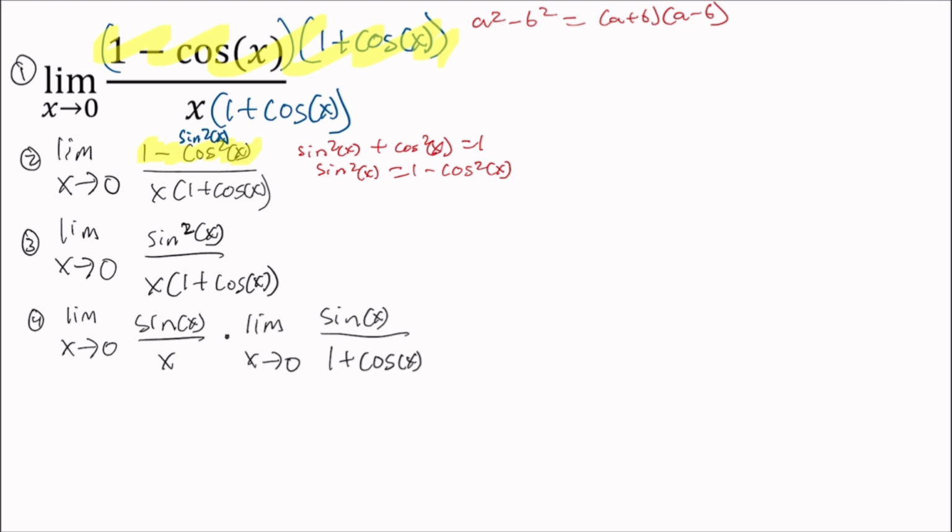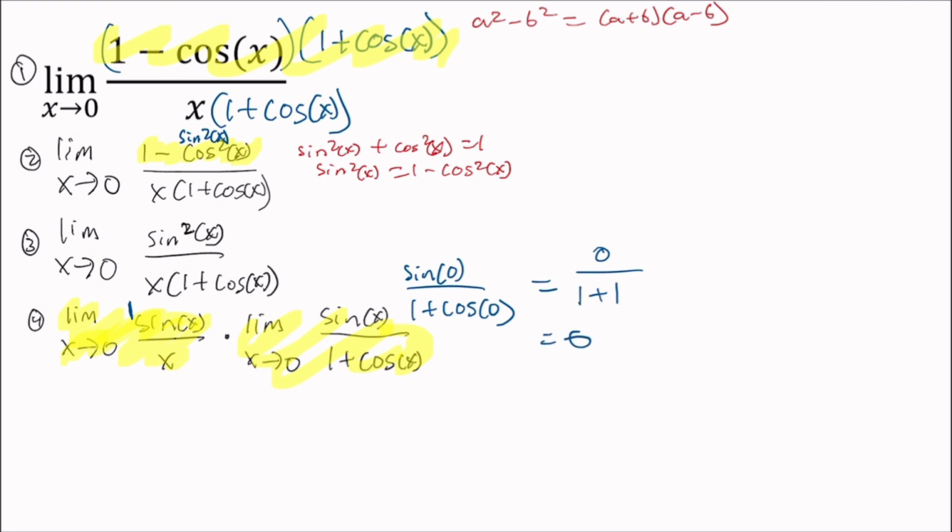The reason why I did this is because we can apply the special trig limit which we derived in part 1, which is the limit as x approaches 0 of sine of x over x. We evaluated this limit, and it equaled 1. Then with this other limit, we can just do direct substitution. We substitute 0, so we'll get sine of 0 over 1 plus cosine of 0, which equals 0 over 1 plus 1, which will then just equal 0.